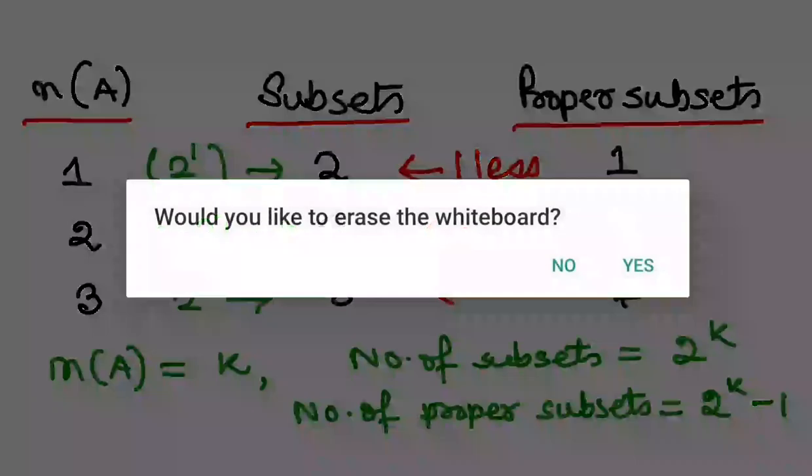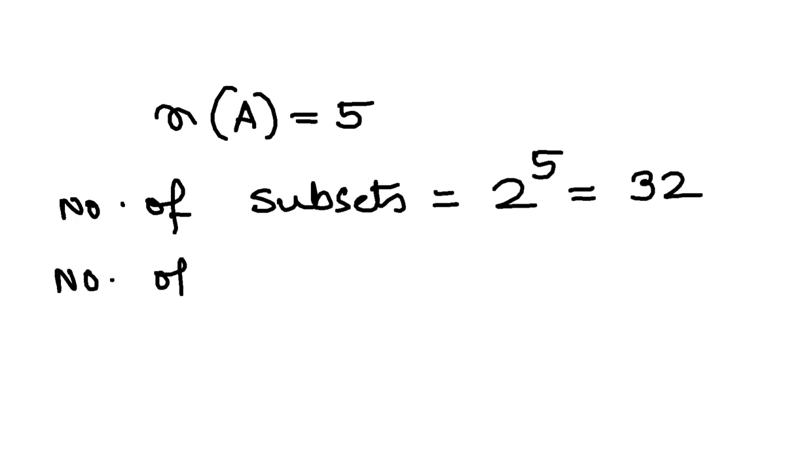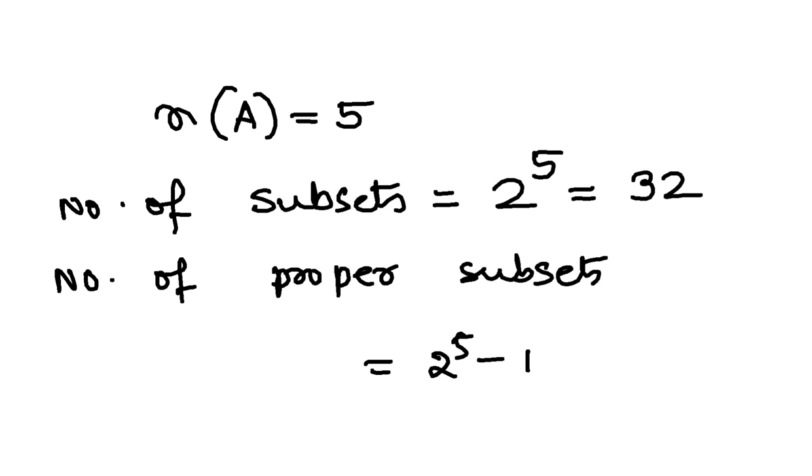Okay, so if it is given that n(A) is suppose 5, what is the number of subsets? So number of subsets of A, because the number of elements in A is 5, is 2 to the power 5, that is 32. And what is the number of proper subsets? The number of proper subsets is going to be 2 to the power 5 minus 1, so 31. Right, very important concept. Please go through the video again and again to make the basics clear. In the next video we shall be discussing power sets.